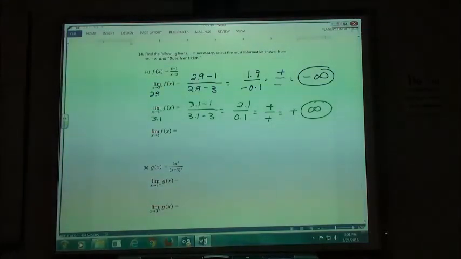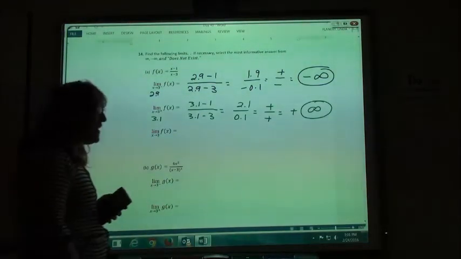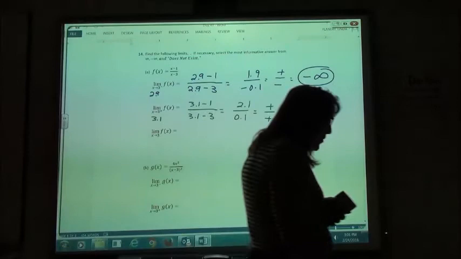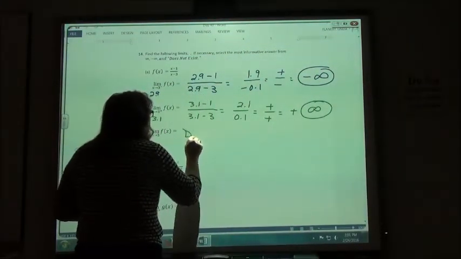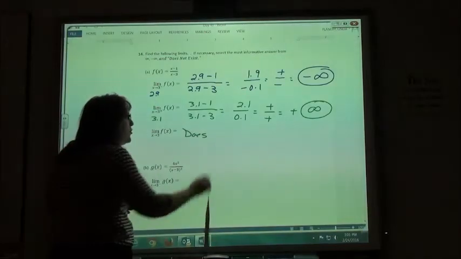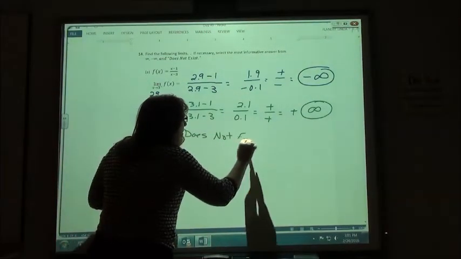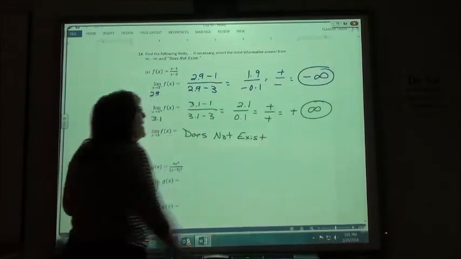So as I approach from the left-hand side, my limit was negative infinity. As I approach from the right-hand side, it's positive infinity. Since those two things are not the same, as I approach 3, the limit does not exist.